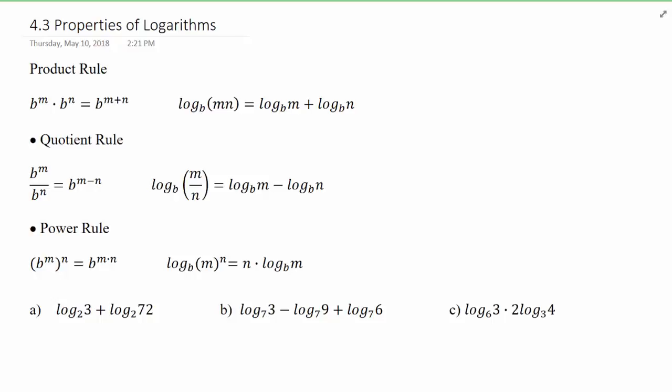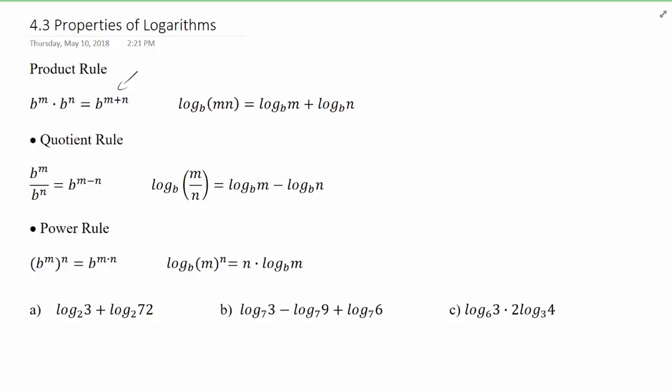So, the product rule. We notice that an exponential and a logarithm are very closely related one-to-one functions. The product rule for the exponential function is b to the m times b to the n will equal b to the m plus n. The reason for that is because they have the same base.